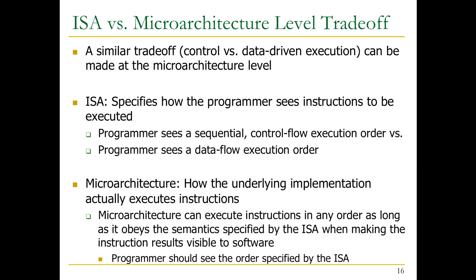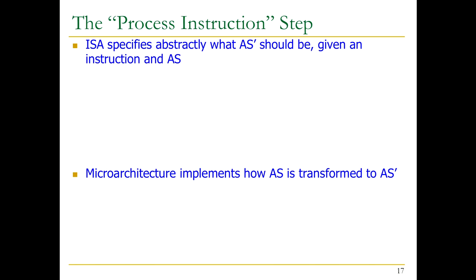Basically, the programmer should see the order specified by the ISA. And the key idea of out-of-order execution is, in modern machines, you have the von Neumann model at the ISA level. The programmer sees sequential control flow execution, writes programs assuming an instruction is executed only after the previous instruction is completed. Whereas the hardware reorders those instructions internally, but when it reports back to the software, it reports back the sequential model.